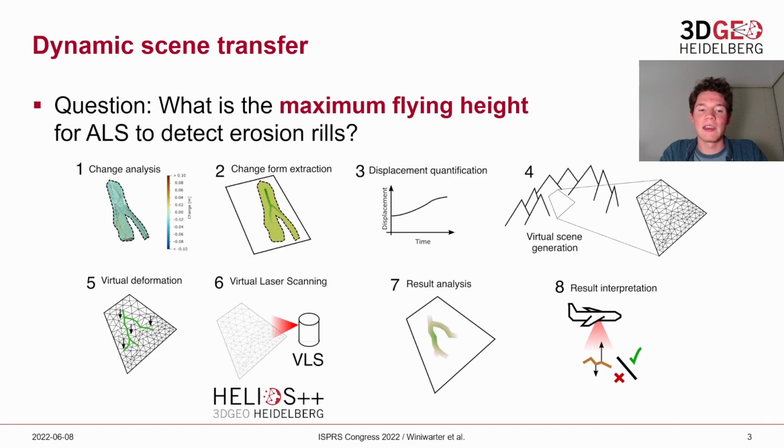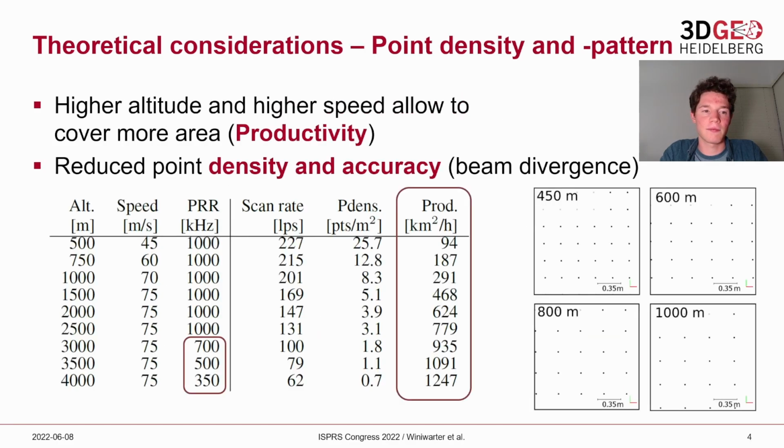In the next step, we apply virtual laser scanning by simulating different acquisitions at different flying heights. Here we use the Helios++ software to do the virtual laser scanning. Then we analyze the results and interpret them to say, okay, at a certain flying height, change has been detected or it has not been detected. The theoretical considerations we have to keep in mind here are concerning point density and point pattern.